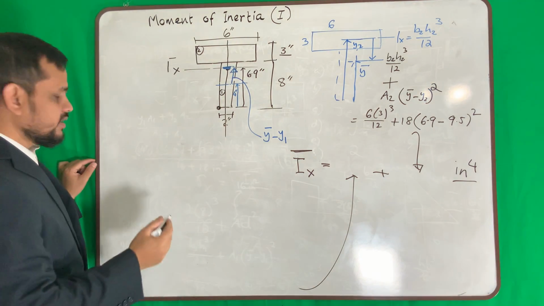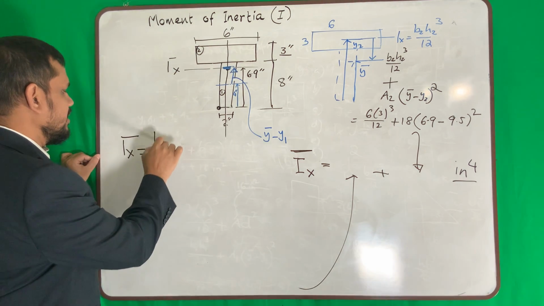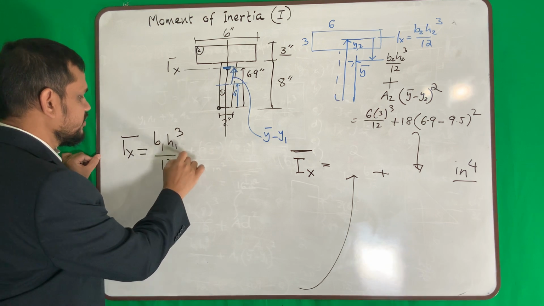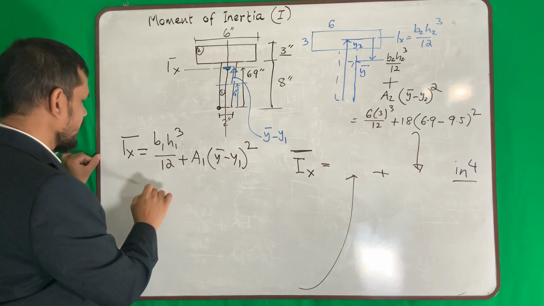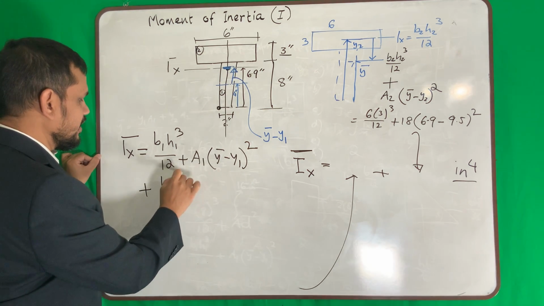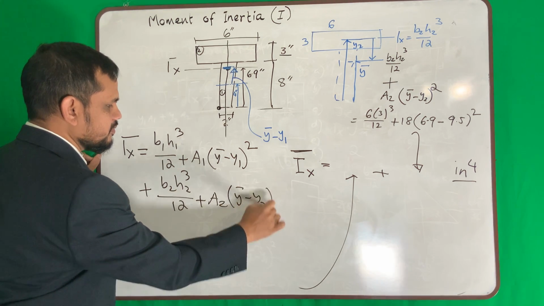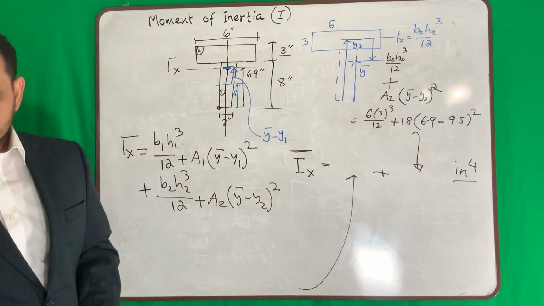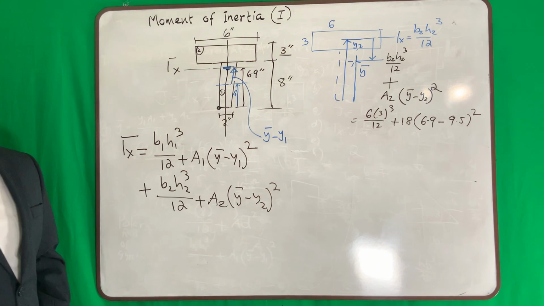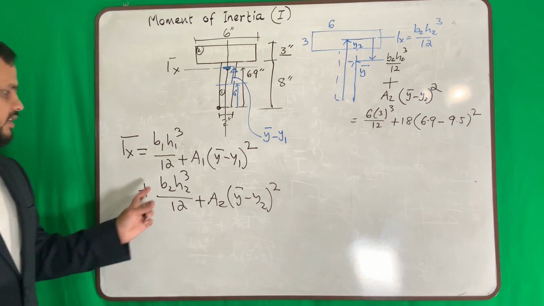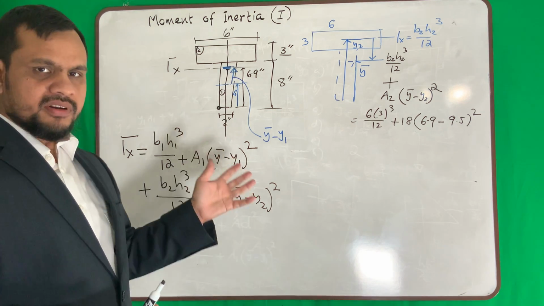So for composite section, sometimes without understanding anything, we write this way: b1 h1 cube by 12 plus A1 y bar minus y1 square plus b2 h2 cube by 12 plus A2 y bar minus y2 square. So sometimes we just write our equation this way. In that case, you do not need to think so much. Or you can do one by one.